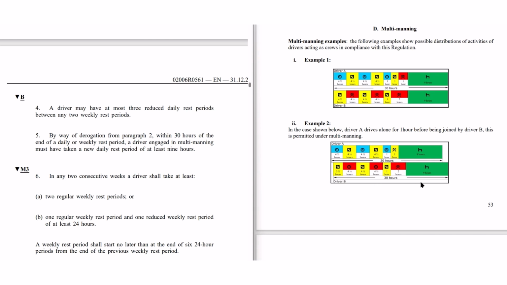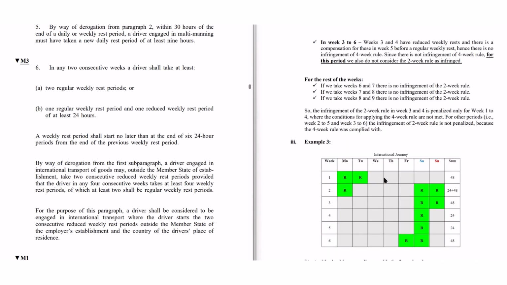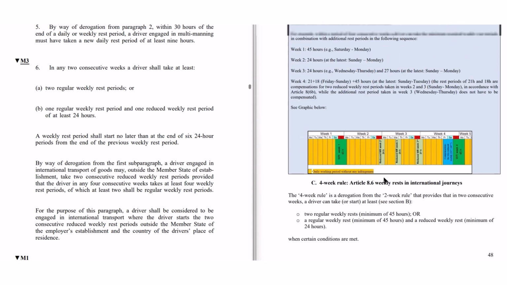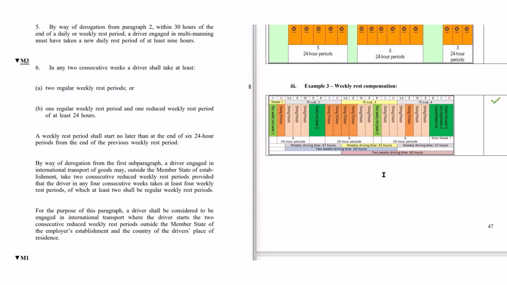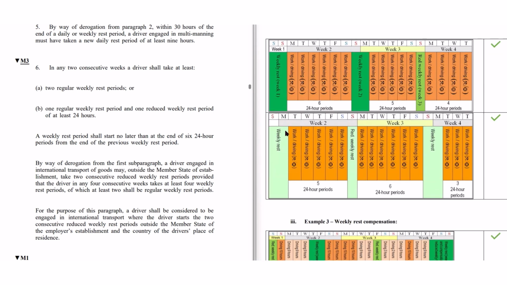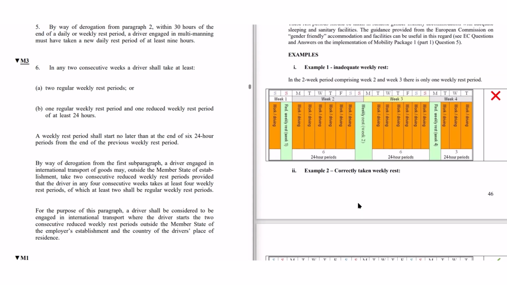Next. Weekly rests. Within any 2 consecutive weeks, a driver must take at least 2 regular weekly rest periods. That means 45 hours of rest each week. Alternatively, the driver can take 1 regular and 1 reduced weekly rest of at least 24 hours. In driver terms, you can take advantage of the rule that allows 1 45-hour rest and 1 24-hour rest in consecutive weeks. The reduced weekly rest is at least 24 hours but less than 45.